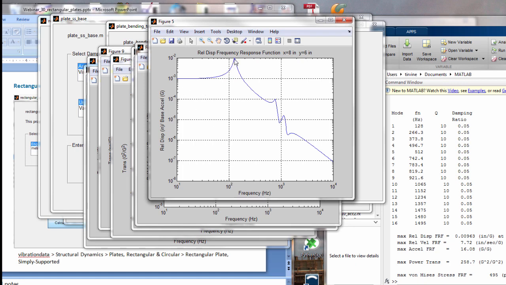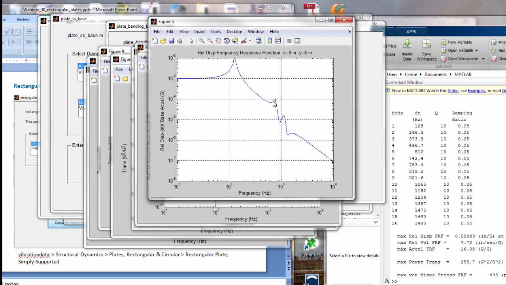We see the fundamental mode here at 128 hertz, and then there's a steep roll-off. You do see some of the higher modes having their little peaks there. But clearly, for the case of a white noise input, the relative displacement response would be dominated by the fundamental mode, in fact almost exclusively due to the fundamental mode.